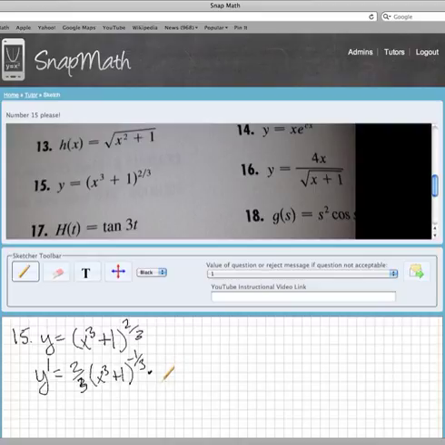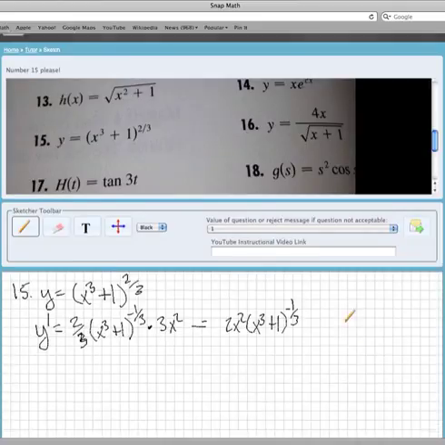And then you're going to multiply that by the derivative of the inside function, which is x to the 3rd plus 1. And the derivative of that is 3x squared. So if you do a little simplifying, that's going to equal 2x squared, x to the 3rd plus 1 to the negative 1/3.